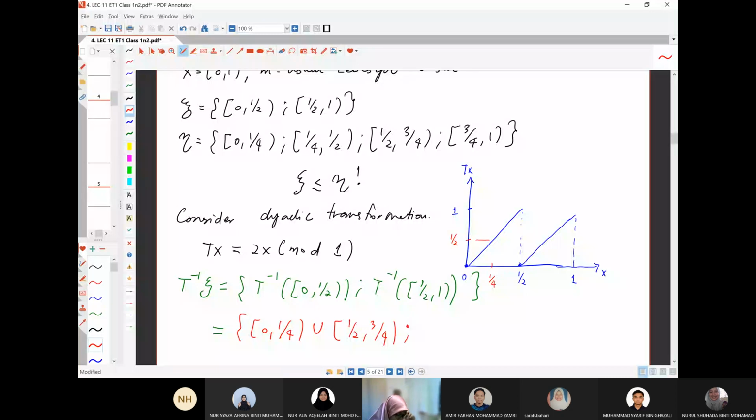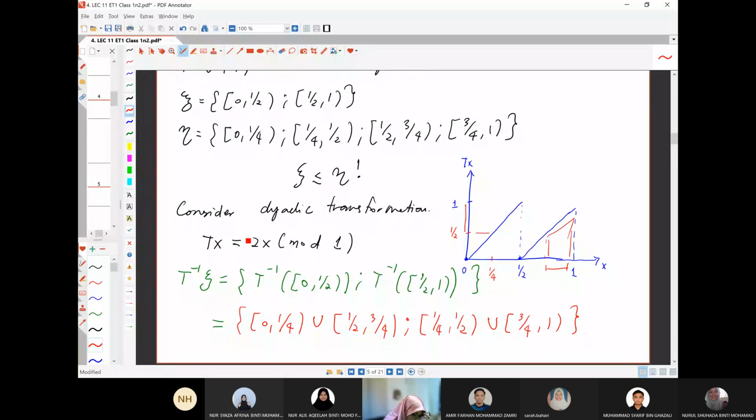Now for the half to 1. 1/4 to 1/2, correct. So you will have 1/4 to 1/2 union with, from this you go back, you get here, then you have 3/4 to 1. Okay, now I can write this as the pre-image of the first element A1, and this is the pre-image of the second element A2.